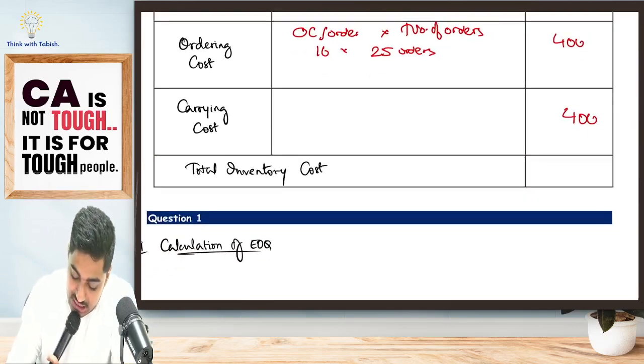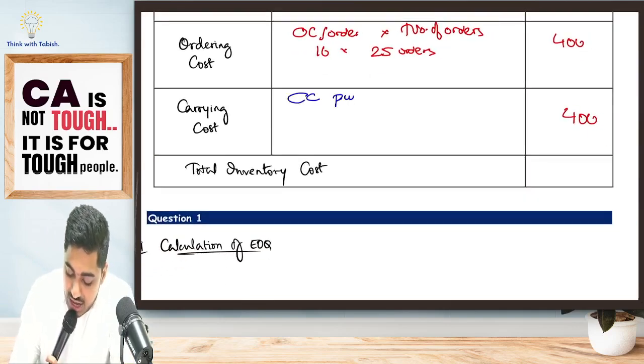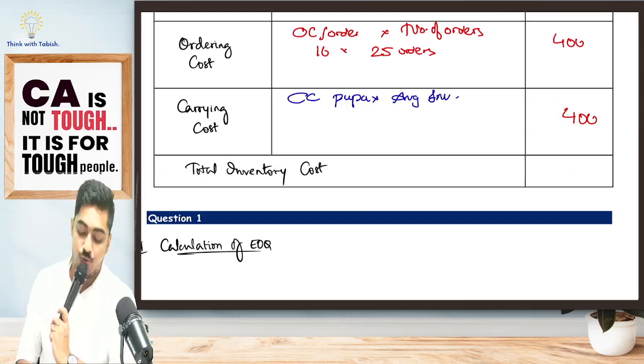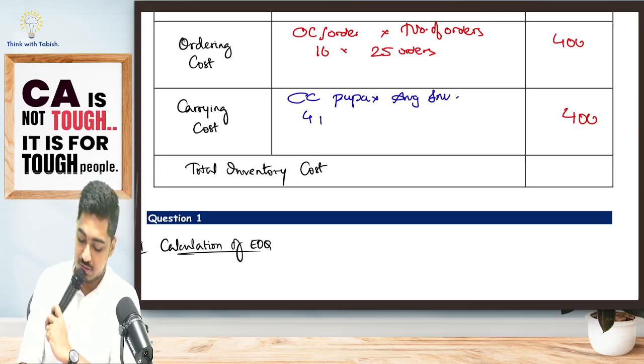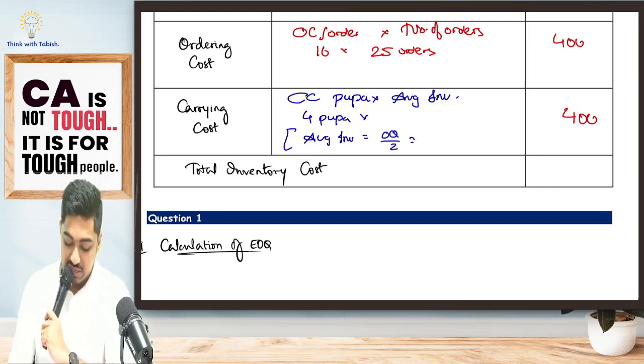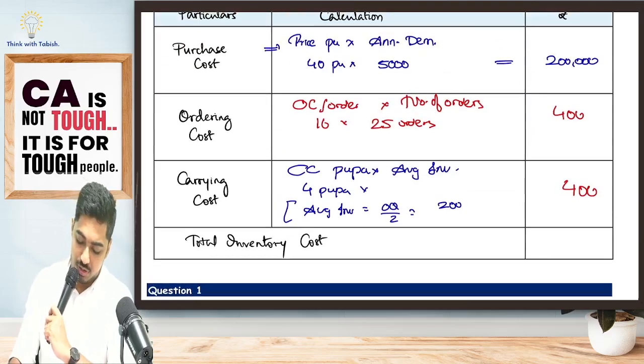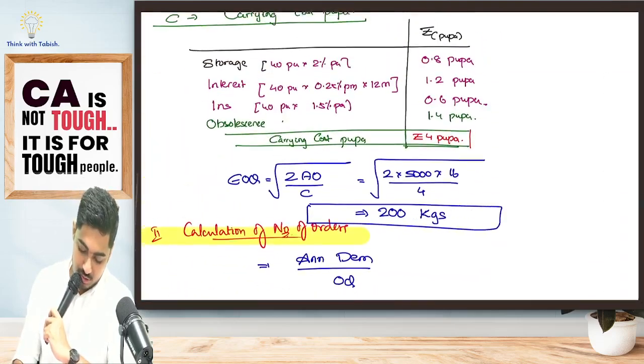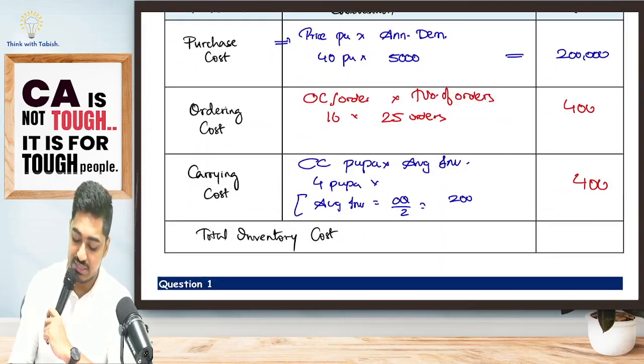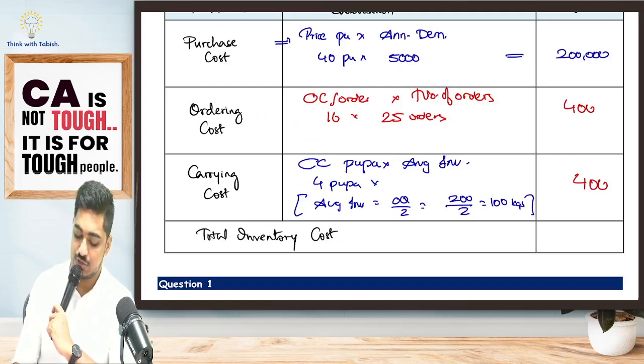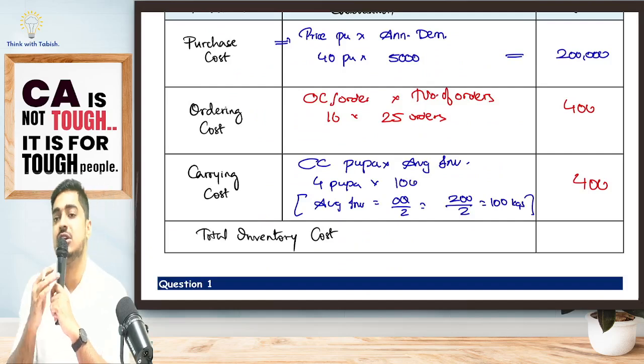Is this clear? So let me calculate carrying cost. It is carrying cost per unit per annum into average inventory. What is my carrying cost per unit per annum? 4 rupees. Average inventory is not available. Average inventory is nothing but ordering quantity divided by 2. My EOQ was, I guess, 200, if I'm not wrong. Yes or no? 200 I'm purchasing. That means half of it, 100 kgs I will be having with me. So 4 into 100 is again 400.